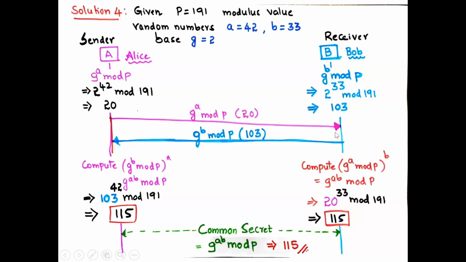Similarly, Bob has to calculate his partial key by the formula G raised to b mod P. G is 2 and the random integer chosen by Bob is 33, that is 2 raised to 33 mod 191. The value comes around 103. This is the partial key of the receiver, G raised to b mod P, which is 103, and it will be sent to Alice.